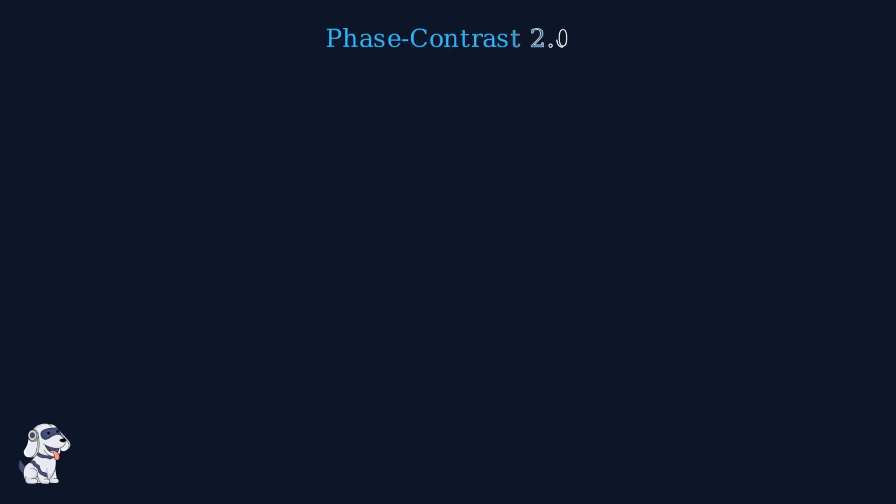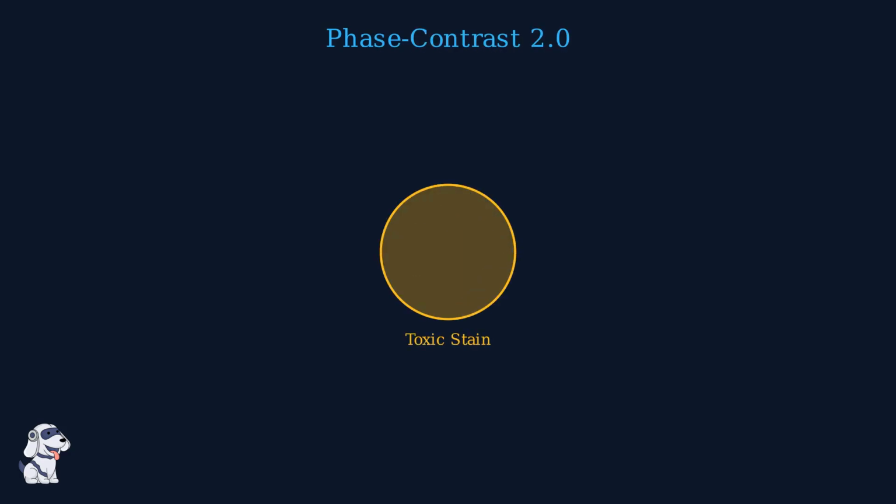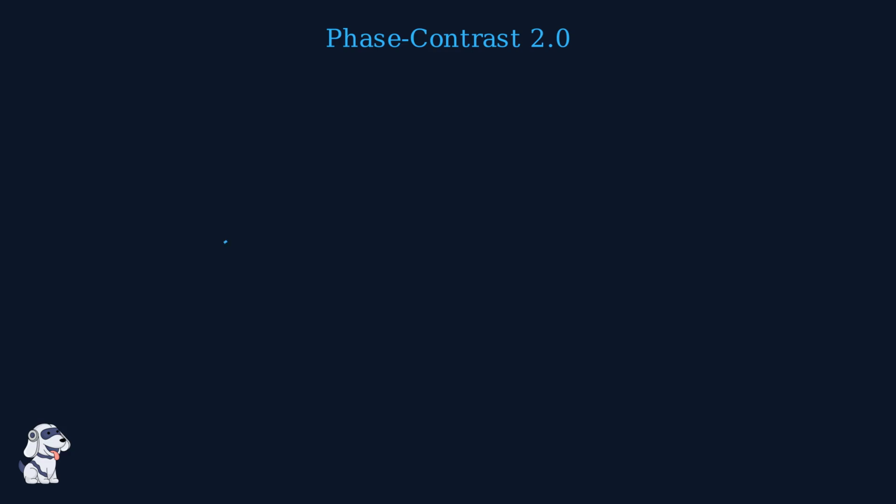Historically, observing live cells required staining, which often killed them. Today, phase contrast 2.0 allows us to image cells without these toxic chemicals. When light waves pass through the dense structures of a cell, they slow down. This creates a tiny phase shift, which is usually invisible to the human eye.